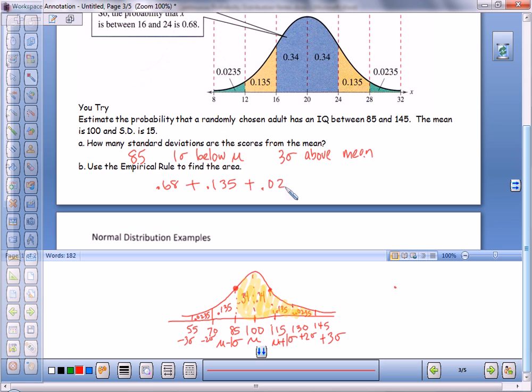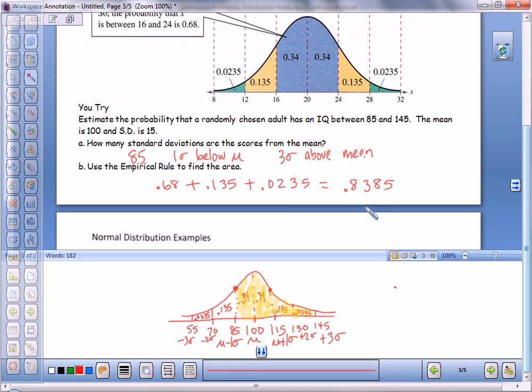Okay, and when we add these up, we find that the area under this curve is 0.8385. What does that mean? That means that the probability of a randomly chosen adult having an IQ between 85 and 145 is 0.8385. That's a fairly decently high probability, and that's what that means.